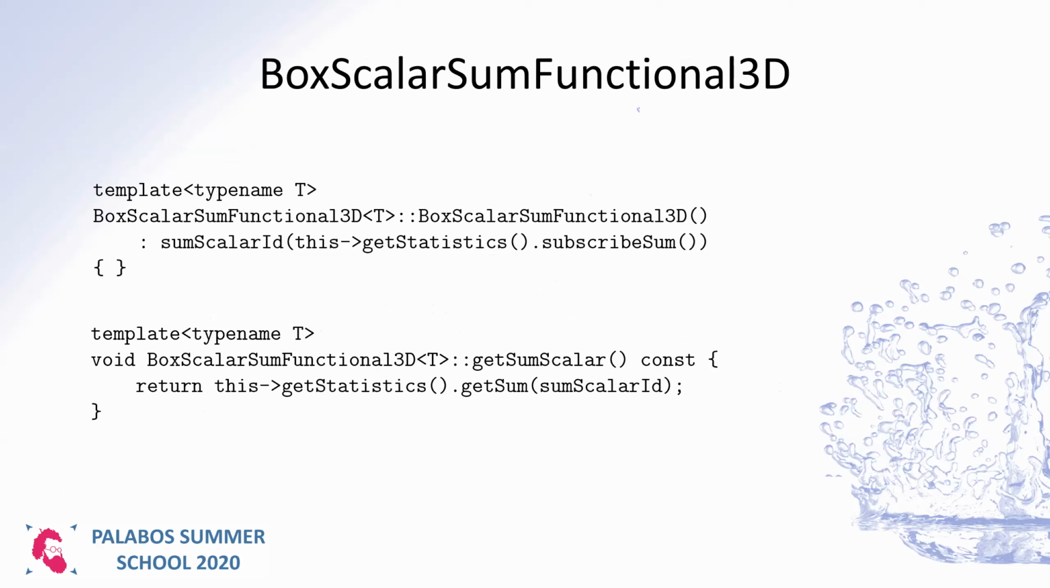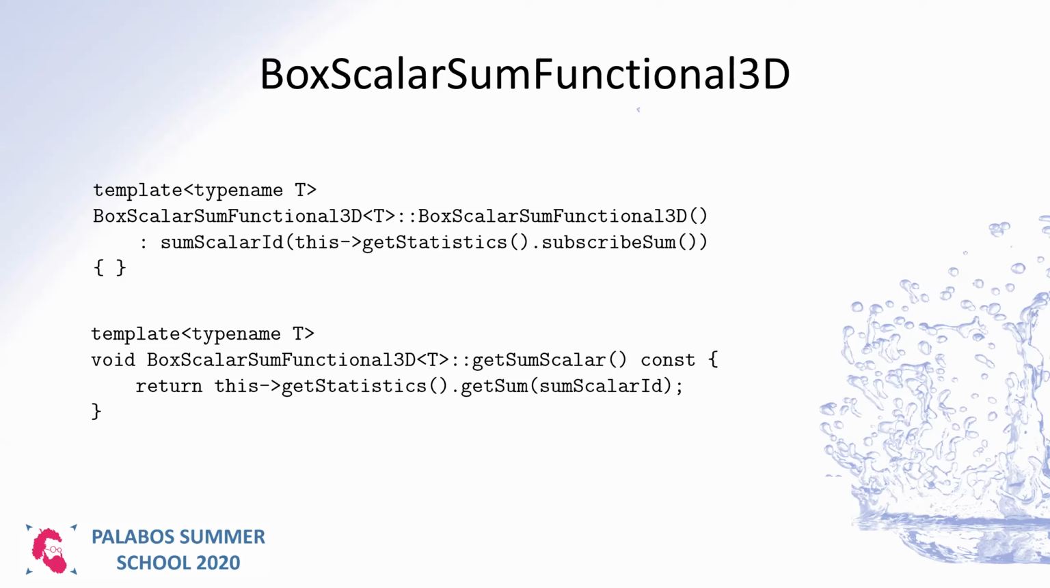The identifier of your reduction is provided to you in the constructor. So you see here first the declaration of your constructor, where you access again the statistics object like before to subscribe a reduction. Essentially, subscribe sum tells the statistics object that this data processor is to compute one sum, and Palabos provides you an identifier through which you can actually access it. Additionally to sums, as I told you, you can compute minima and maxima.